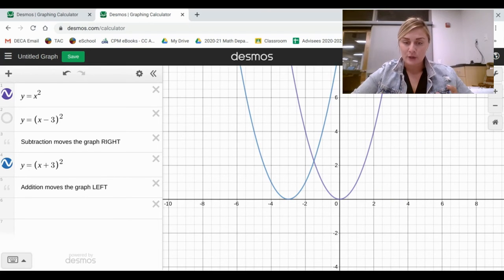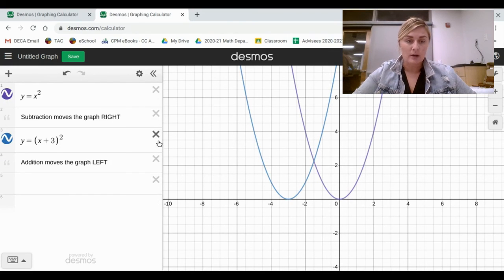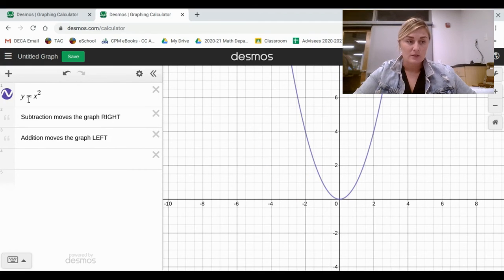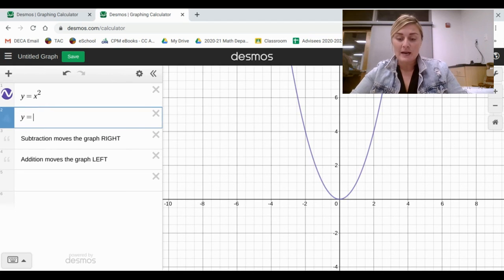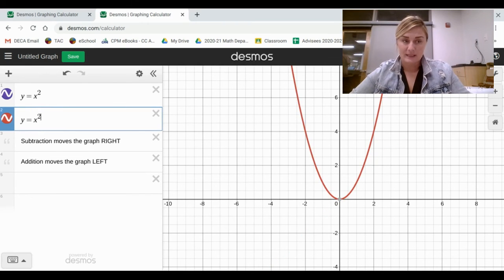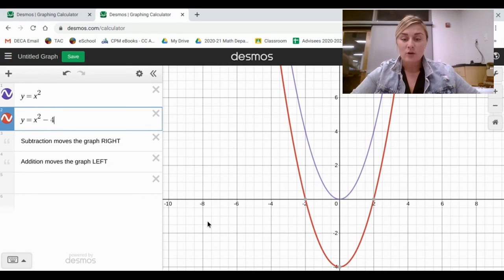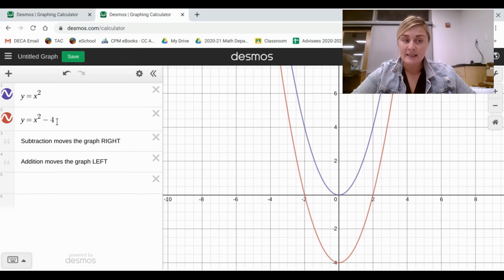So it's kind of the backwards of what you would think. So when we are working inside the parentheses, it is the opposite. Okay, so instead of moving left, subtraction actually moves right. Addition moves left. Okay, so lastly, I want to look at our K values. So let me add here. So if I have y equals x squared, that's my parent function, and I subtract a number, my graph will move down. So subtracting in the K area or outside the squared will move our graph down.